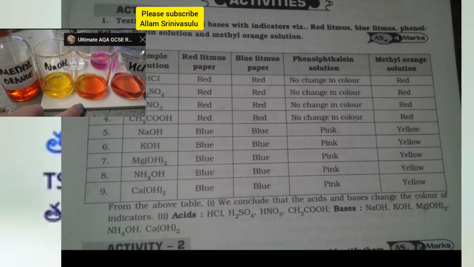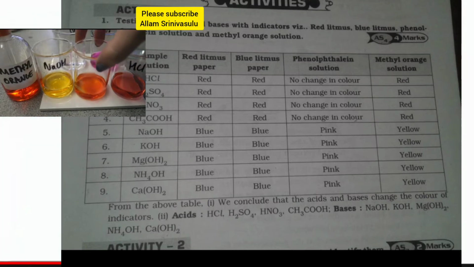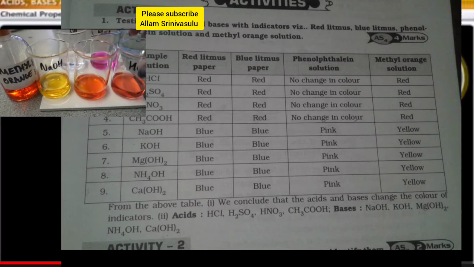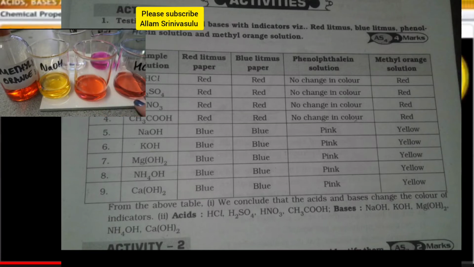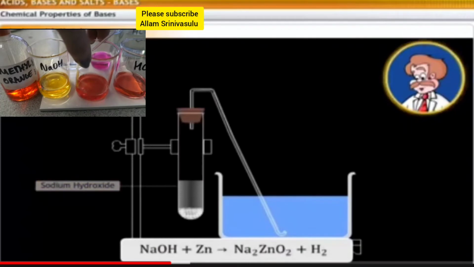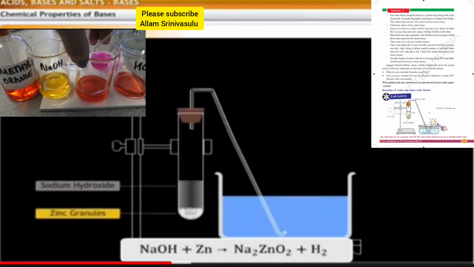With an acid, red litmus paper shows no change, it stays red. Blue litmus paper changes to red. Phenolphthalein solution shows no change, and methyl orange appears red. Similarly, with sodium hydroxide, red litmus paper turns blue, and blue litmus paper stays blue. Phenolphthalein appears pink, and methyl orange appears yellow.